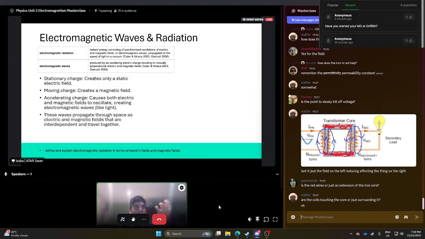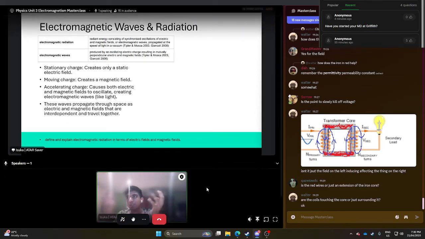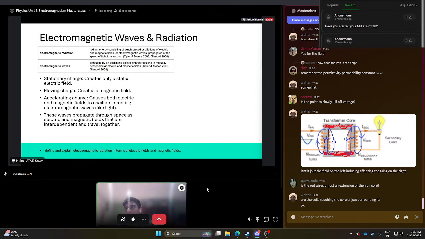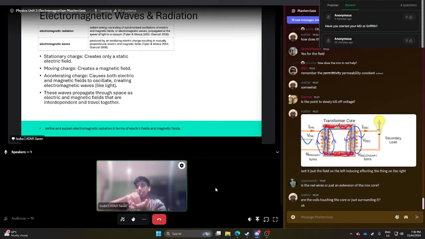Stationary charge creates what? It creates a static electric field. Pretty straightforward, right? So this field just extends outwards in all directions from the charge, and the strength obviously depends on the charge and the distance from it. So if the charge stays stationary, there's only an electric field, correct? And it doesn't do anything, just an electric field with an electric charge, right?